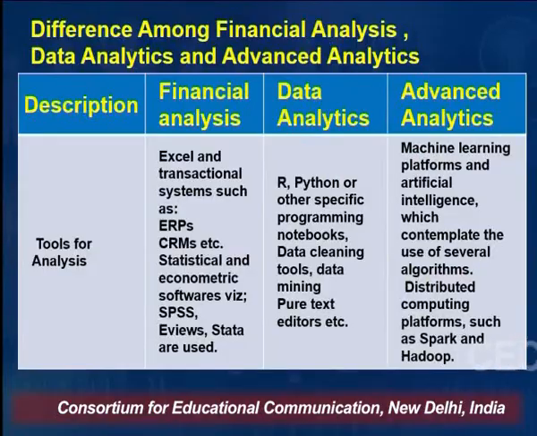So the basic difference is AI, and when we talk about the tools for analysis, these tools will tell you what they are doing. For financial analysis, we were using Excel and transactional systems, what you were calling ERPs, CRMs, etc. And statistical and econometric software like SPSS, eViews, Stata, we were using it, or we are still using it. But again, they are based on the static data which is provided to us.